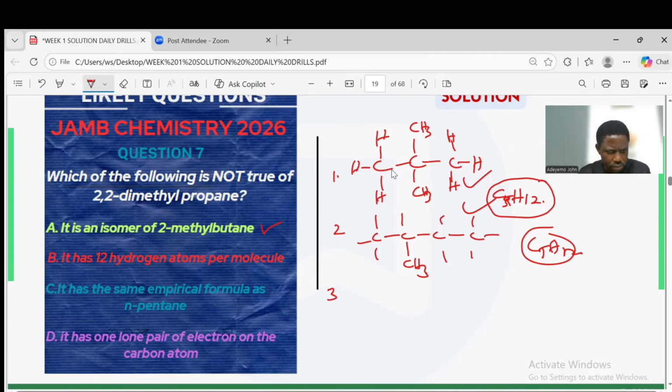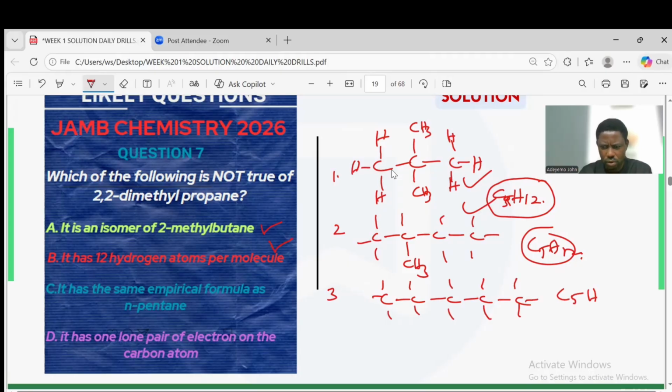So it has 12 hydrogen atoms per molecule. This is 12 again. That means that is also correct. Is that the same empirical formula as n-pentane? Okay, n-pentane is 1, 2, 3, 4, 5 carbons. All right, the H will be 12: 4, 5, 6, 7, 8, 9, 10, 11, 12.